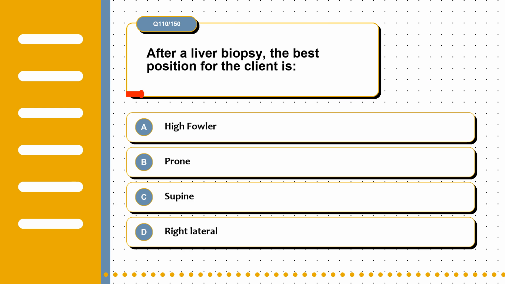Question 110. After a liver biopsy, the best position for the client is. Here are the options. Option A. High Fowler. Option B. Prone. Option C. Supine. Option D. Right lateral.